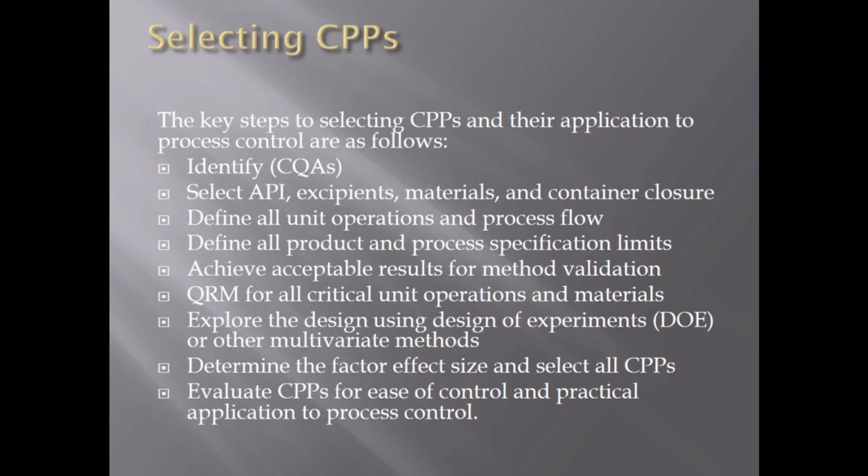CPPs may be identified in this process that will later need to be ruled in or out based on data and identified risk. So explore the design space for all key factors identified during the risk assessment using design of experiment, DOE, or other multivariate methods. Determine the factor effect size and select all CPPs. Evaluate the CPPs for ease of control and practical application to process control.